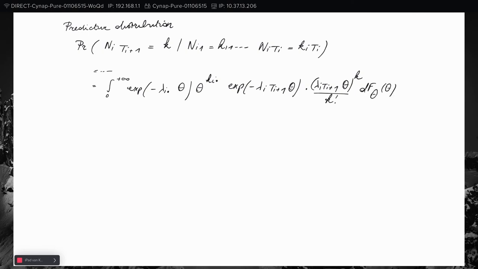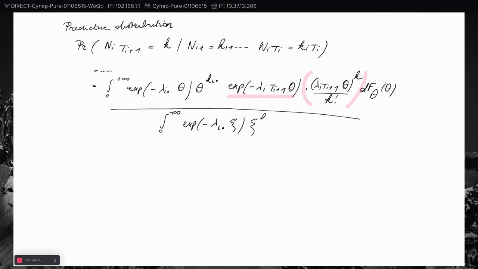Okay, for which we know that it is this part here, together with this part, which is new, which is referring to what is happening in periods ti plus one, and then I'll divide by the expression where I'll have the integral from zero to plus infinity, the exponential of minus lambda i bullet times xi, and then this xi to the power ki bullet, and then I'll integrate over the density of my risk parameter.